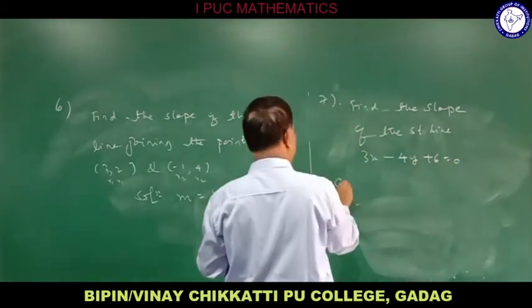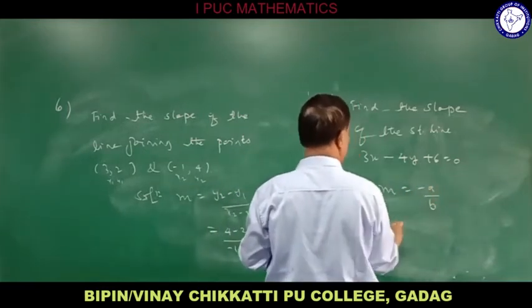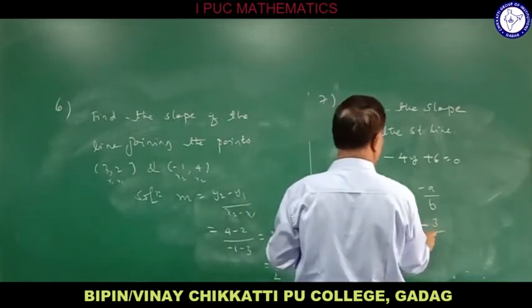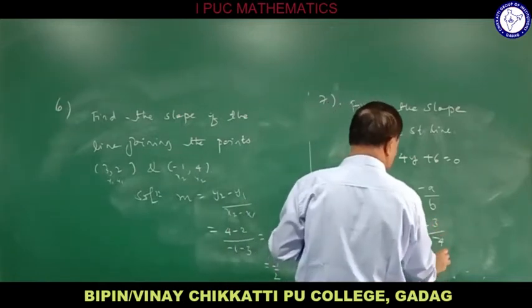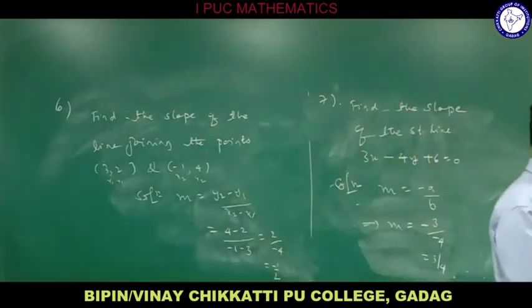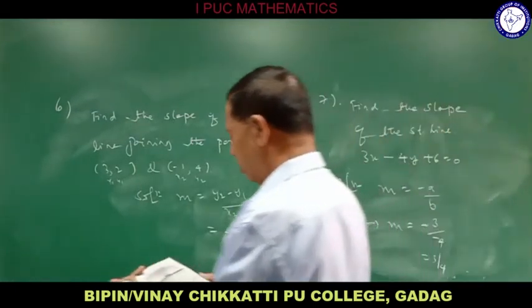I already told you this question is repeated. Slope is nothing but minus a by b. Here a is 3 and b is minus 4. So ultimately the slope is 3 by 4. That is the formula: m is equal to minus a by b.